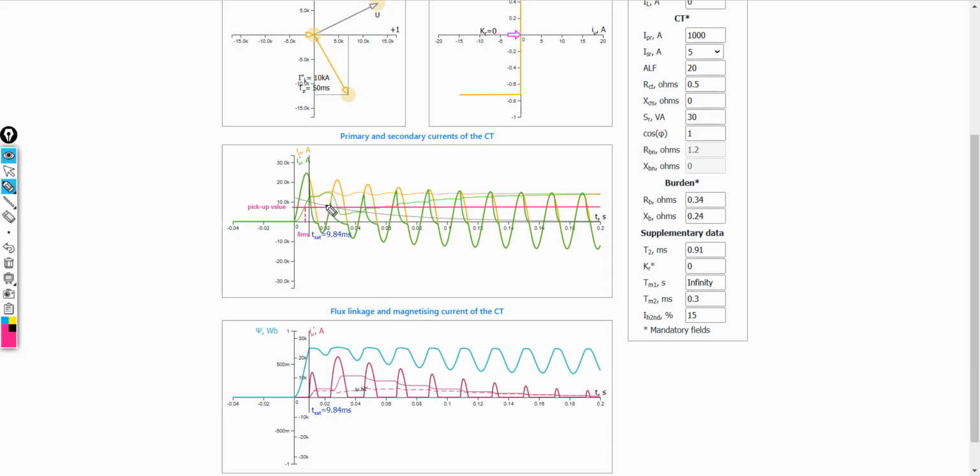After these 8 milliseconds, however, as we can see here, the value falls below the pickup value. Since we have an instantaneous overcurrent protection, this time difference here is sufficient to give the go-ahead to the breaker.